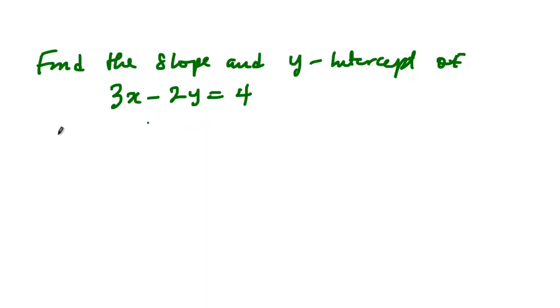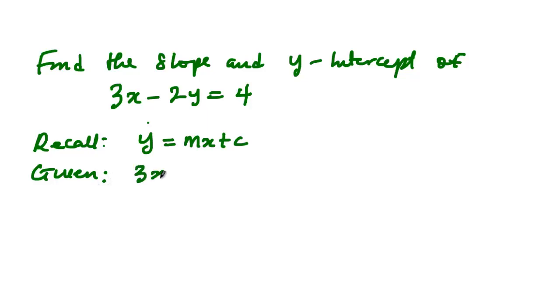So all I would do here is just a recall. Recall that y is equal to mx plus c. This is the slope-intercept form. So all I will do is rearrange this by making y the subject of the formula such that it will look exactly like this. Then I will compare the coefficients. So we are given 3x minus 2y is equal to 4. I want to make y the subject of formula, so let me just move minus 2y out and bring 4 in.